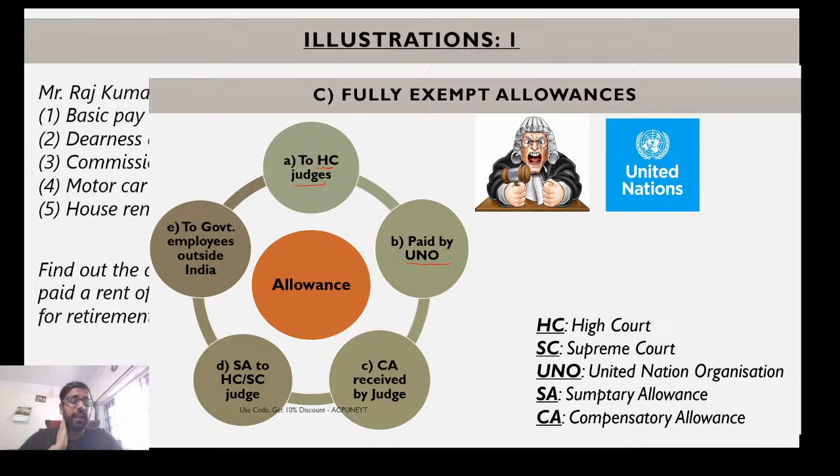Any allowances received in the nature of compensatory allowances will be taxable for judges. Any sumptuary allowances to High Court and Supreme Court judges will be exempt. Any allowances paid outside India to government employees will be exempt. Is it clear? So we have covered all three things: fully taxable allowances, partly taxable allowances, and fully exempt allowances. These are the provisions which we have to revise.